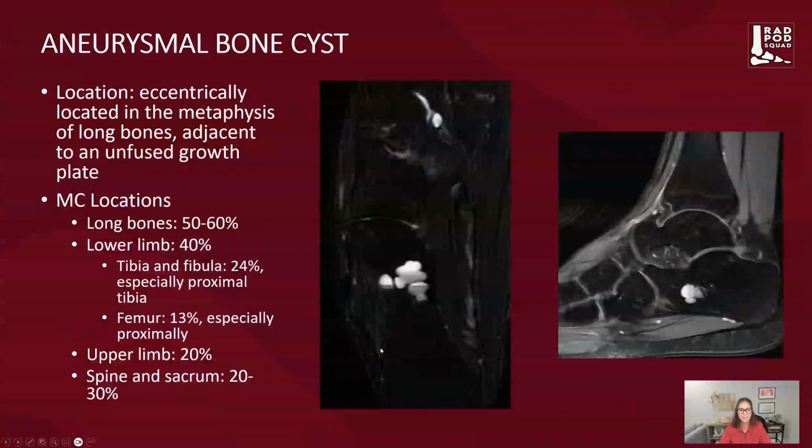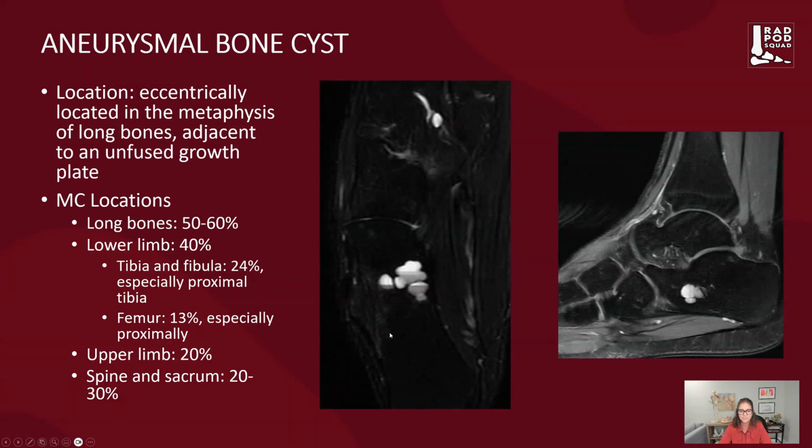Here are more examples and better seen of this finding that I'm talking about. Eccentrically, these lesions are generally located at the level of the metaphysis or a metaphyseal equivalent. They're common in the long bones and the lower limb, and they tend to occur in the tibia and fibula at 24%, in the femur about 13%, and so on. And what we're looking for, this is a very important feature. These levels that you're seeing are different levels of blood products that are occurring within the lesion that layer out and give us a strong indication that this is an aneurysmal bone cyst.